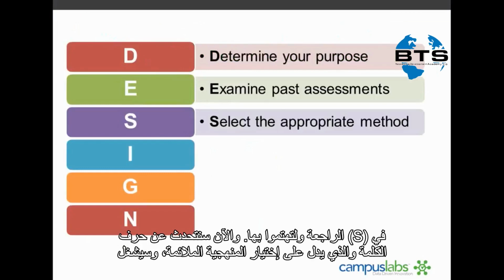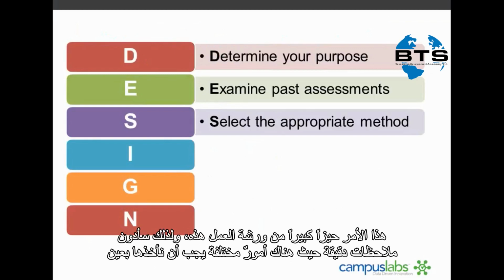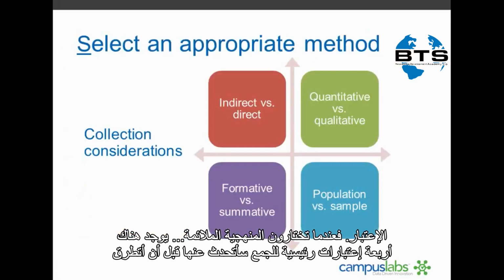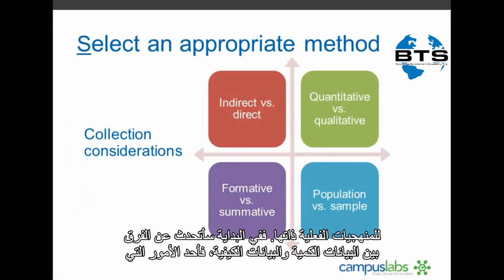So the S in design stands for selecting the appropriate method, and this is a very big portion of our webinar, and so I want you to take close notes because there are a lot of different things to consider. So when you're selecting an appropriate method, there are basically 4 collection considerations I want to talk about before I get into the actual methods themselves.